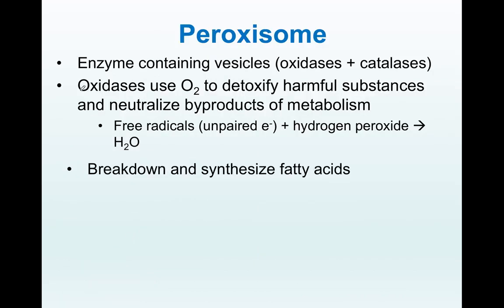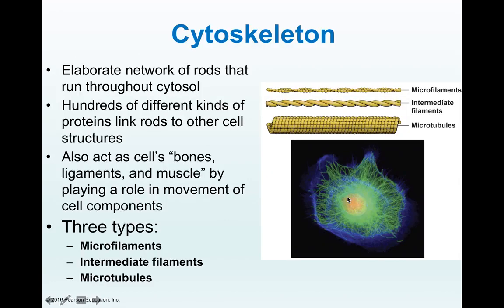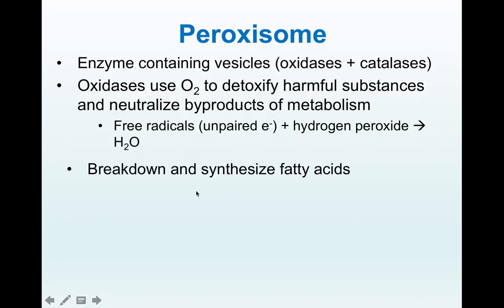So hydrogen peroxide is H2O2. This is a 2, not a 3. And when it is interacting with catalase, it becomes H2O, which is basically water, combined with O2, oxygen. So peroxisome is extremely important because it takes something that can cause harm to our body and converts it to something that is required by our body. As a secondary function, by the way, it also has the ability to break down and synthesize fatty acids.